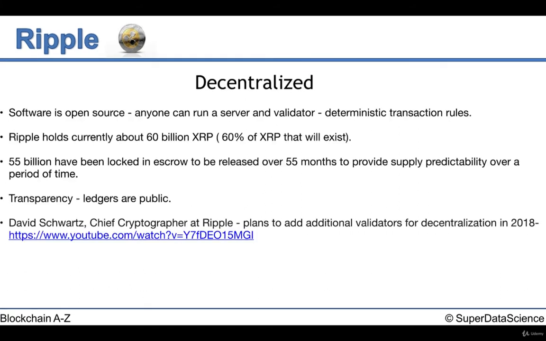In addition, if you were worrying about more XRP being created, the transaction rules are deterministic and software is open source, so there's no way to create more. Ripple currently holds about 60 billion XRP, or 60% of XRP that will exist, with 55 billion locked in escrow to be released over 55 months, and that's intended to provide supply predictability over a set length of time. The ledgers are public, adding increased transparency, and David Schwartz, who is the chief cryptographer at Ripple, mentioned that through 2018, the company plans to focus on adding additional validators for decentralization.